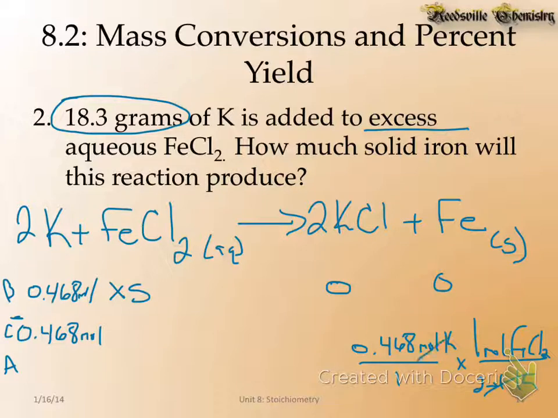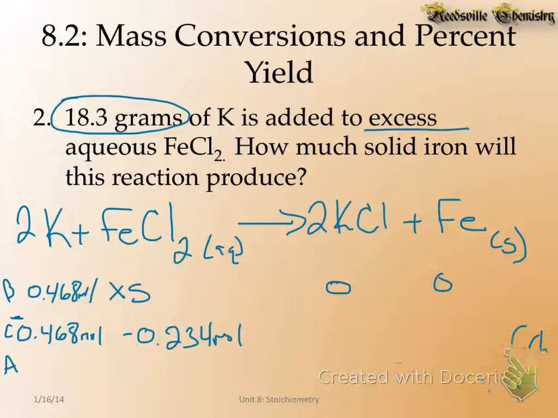Those go away. Awesome. So 0.468 divided by 2 is 0.234. So we're going to change 0.234 moles of the iron chloride. And then on the right side of the table, we're going to have our products here.